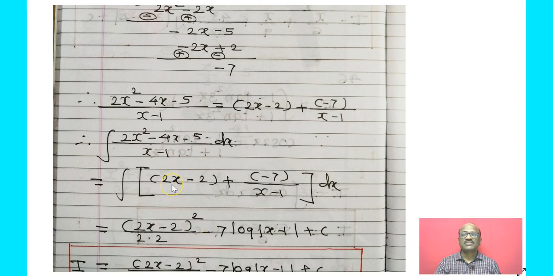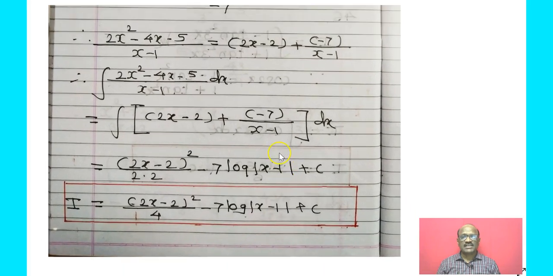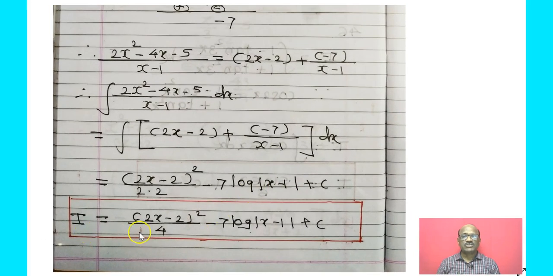And its integral is, again, the power function, (ax plus b) raised to n. In the same way, (2x minus 2) bracket raised to 1 plus 1, that is 2, upon the coefficient of this x, which is 2. That is 2 into 2, minus 7 log of mod of x minus 1 plus c. And hence the answer is I is equal to (2x minus 2) bracket square upon 4 minus 7 log of mod of x minus 1 plus c.